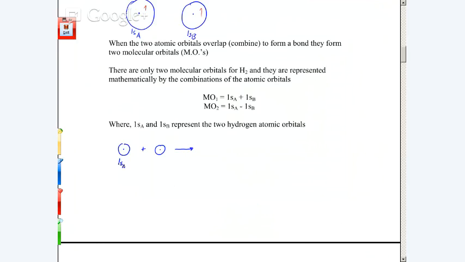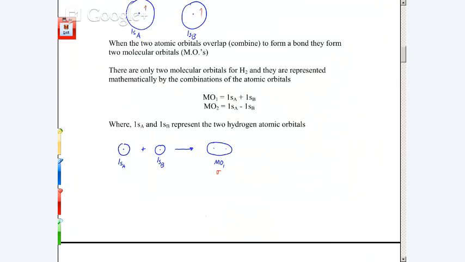So here's the 1s from hydrogen A. The 1s from hydrogen B. If we add them, we get something that looks like this. You can imagine them just kind of combining, and that's sort of what it would look like, right? And we're going to call that MO1, which is a sigma type orbital. We talked about sigma bonds.